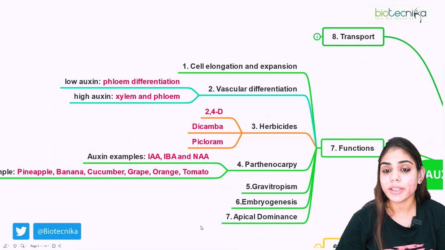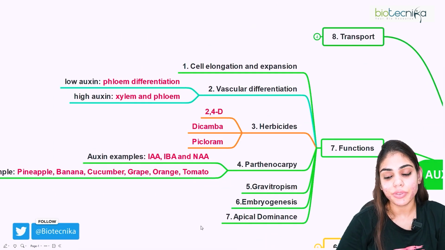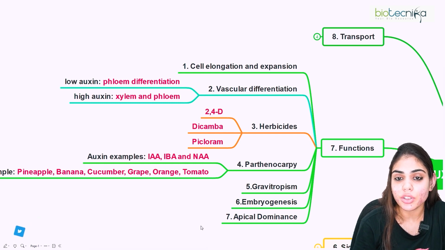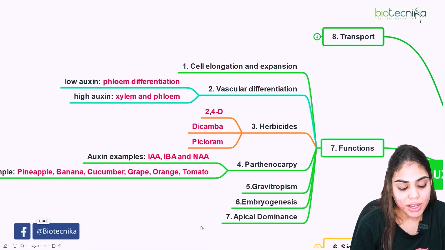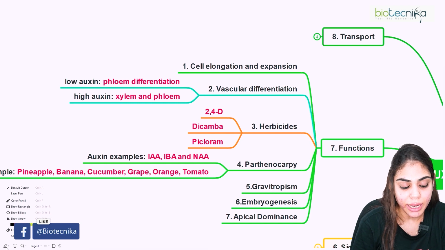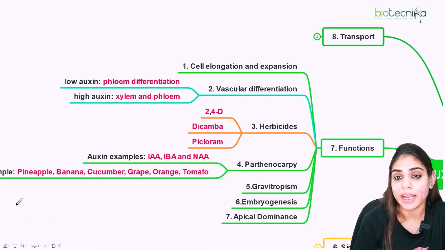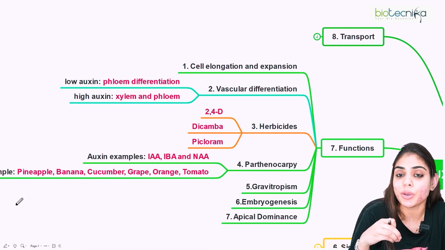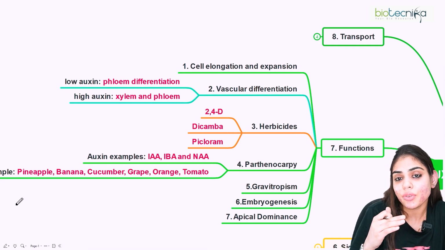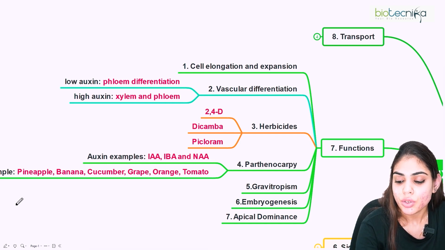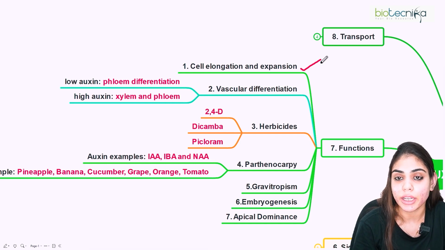Now let us see what the functional profile of auxin phytohormone is. Now this auxin serves many different functions in the plant body. The first being cell elongation and expansion. As we have already seen during the discovery, some growth stimulus was produced in the tip of the plant that was transmitted to the growth zone and caused the cell elongation. So the first function is cell elongation as well as expansion in the plants.